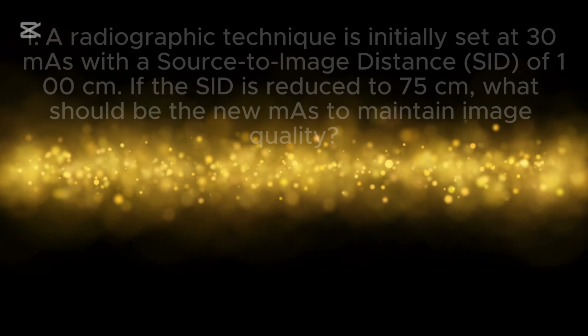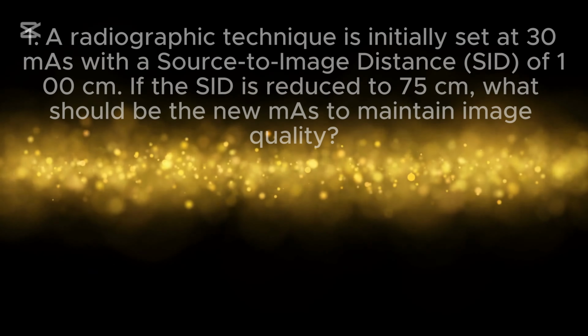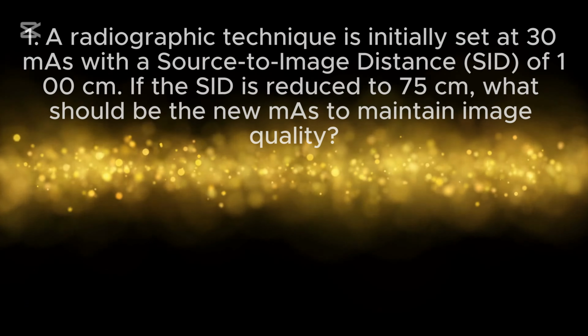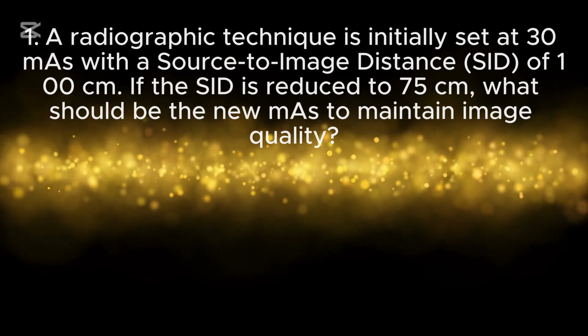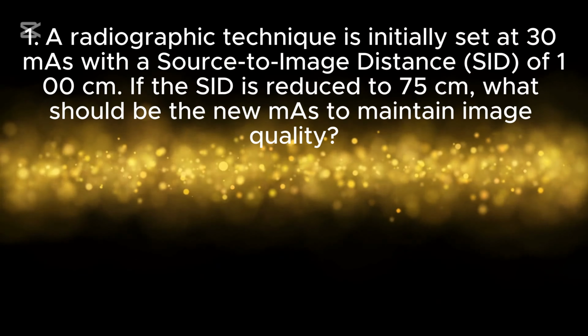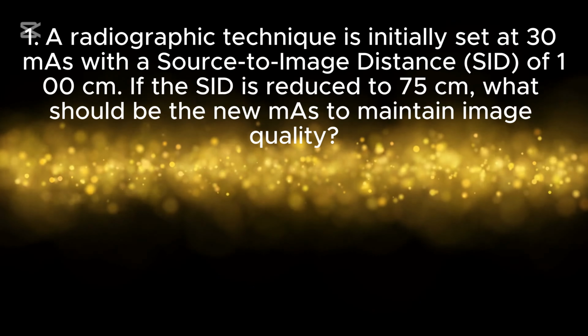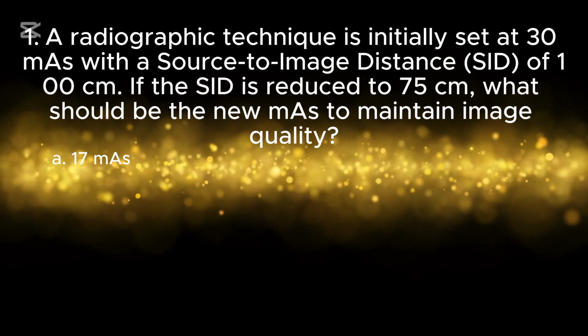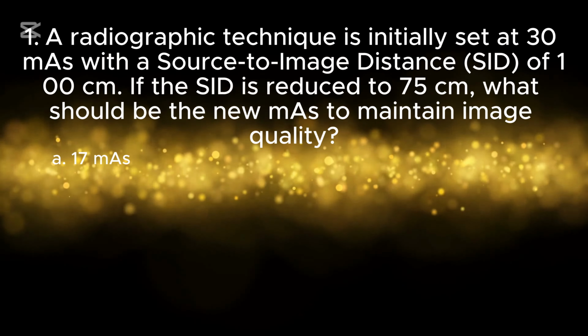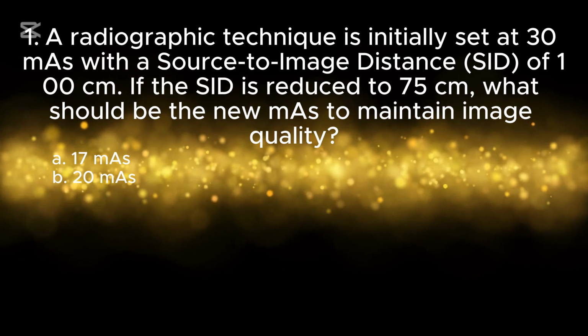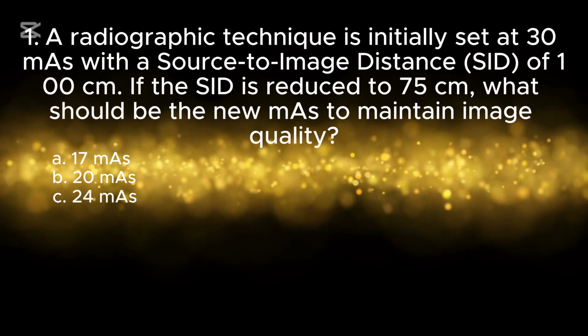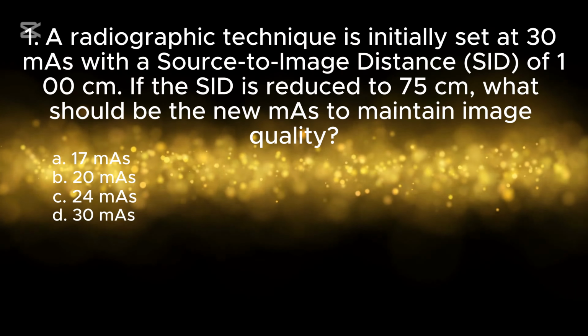1. A radiographic technique is initially set at 30 mAs with a source-to-image distance, SID, of 100 cm. If the SID is reduced to 75 cm, what should be the new mAs to maintain image quality? A. 17 mAs. B. 20 mAs. C. 24 mAs. D. 30 mAs.